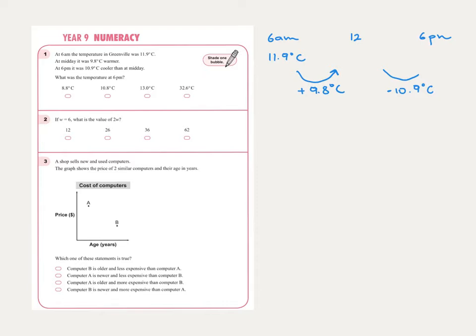So the first thing we have to do, I'm going to just grab my calculator, is 11.9 plus, because it was warmer, 9.8, which is going to give us 21.7. And then it was cooler by 10.9, which means we're going to take away 10.9, and the final answer should be 10.8 degrees Celsius. So that should be the final answer.